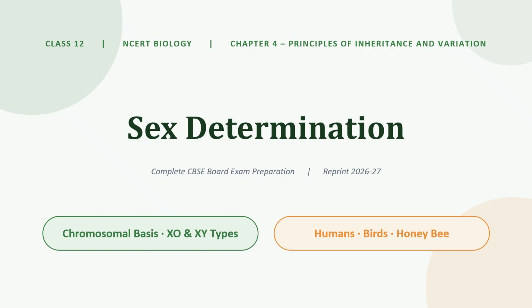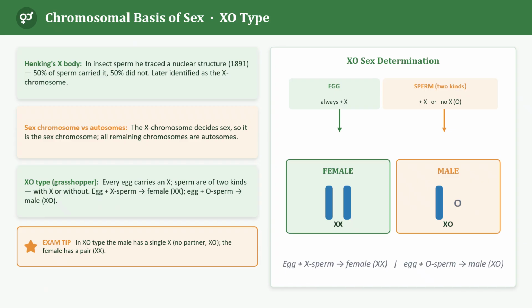Today we are going to see Class 12 Biology, Chapter 4, Principles of Inheritance and Variation. In this we are going to see sex determination. How is the sex of an organism determined?